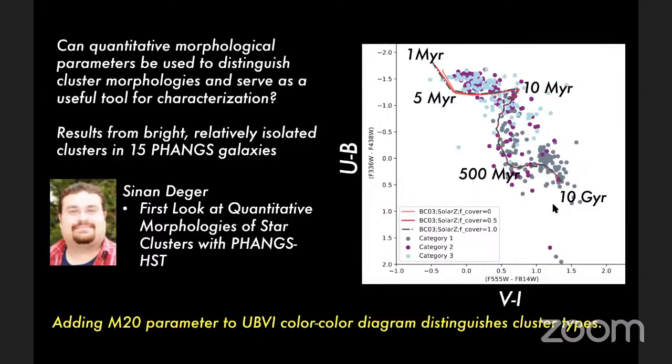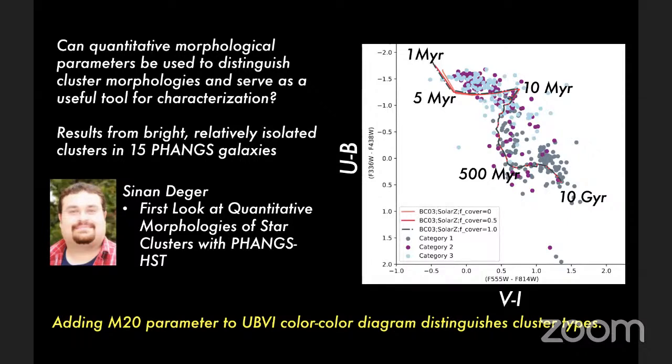What you see here is a U-B-V-I color diagram, and this is a standard tool for studying single-aged populations. The track shows the evolution of a single-age solar metallicity population from Bruzual and Charlot, 2003. The first thing to notice is that the cluster colors do fall along the track, and this again indicates that the objects can be described as single-aged populations.